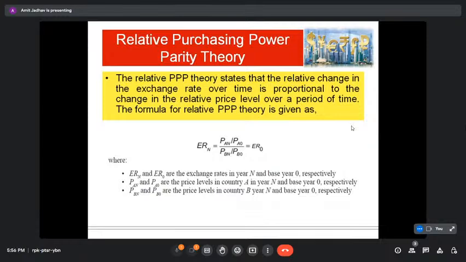So through the relative purchasing power parity, we are also able to calculate the purchasing power of a particular commodity, and through that purchasing power, countries can compare one currency to another currency in the world market.